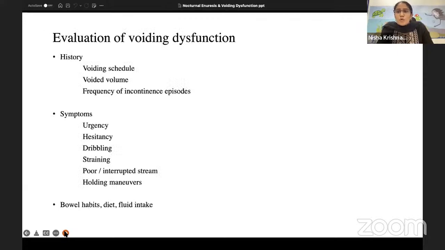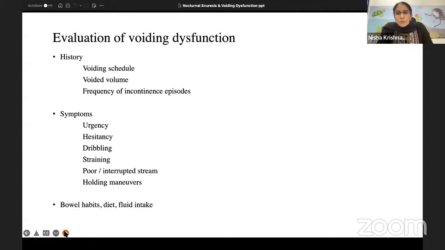Now that we've understood what goes on in the bladder and what could be contributing factors, when we look at a child, how do we start? How do we get to the diagnosis of what it is that we are dealing with? What's important is to get a history. Some of the basic questions that we need to ask is, what is the voiding schedule like?